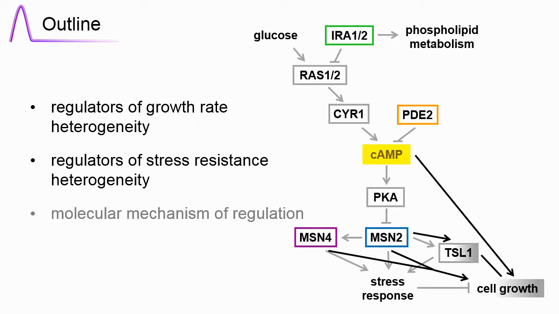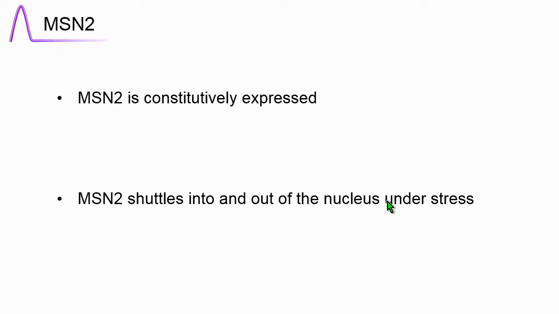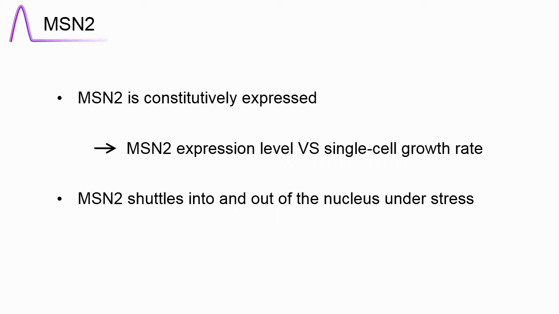Then let's move to the last topic, what's the molecular mechanism of the regulation. And I'm going to take MSN2 as a candidate and study its effects on the heterogeneity of the cell growth. So here's the list of facts about MSN2 we know right now. First, MSN2 is constitutively expressed. So the corresponding hypothesis will be that probably MSN2 expression level correlates to single cell growth rate. The second fact we know is MSN2 shuttles in and out of the nucleus under stress.